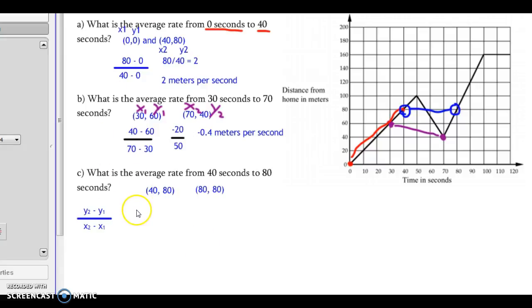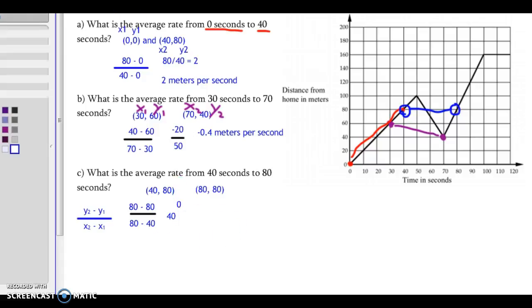The top of the formula is going to be y2, which is 80, minus y1, which is 80. Interesting, 80 minus 80. The bottom number is going to be 80, which is x2, minus 40, which is x1. Okay, so we have our fraction set up. All we need is a little bar to indicate that it's a fraction. So 80 minus 80 is the numerator. Well, 80 minus 80 is 0. And 80 minus 40 is going to be 40. So we have 0 divided by 40.